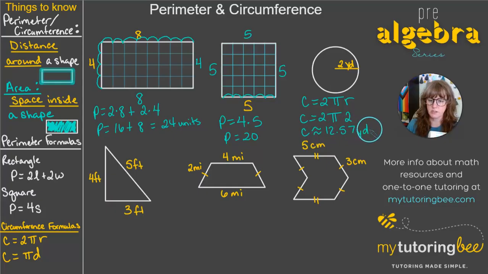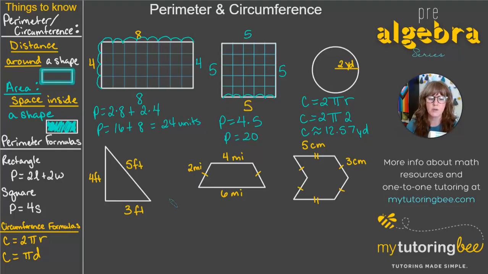12.57 yards. And I used the about symbol, that little wavy equal sign, because we did round this number, so it's not an exact measurement. And again, if you'd like more detail about finding circumference, that is going to be included in my next video. I'll have a link for you in the description below.